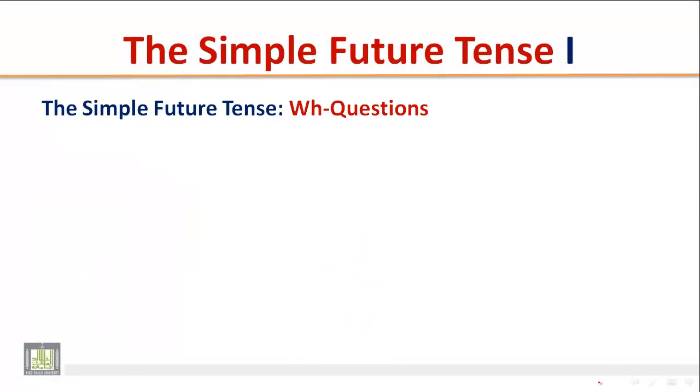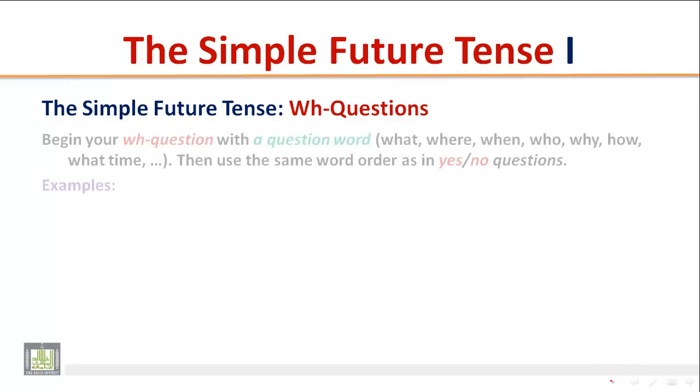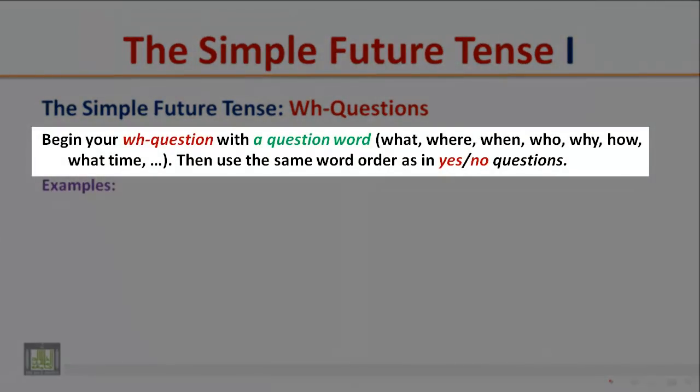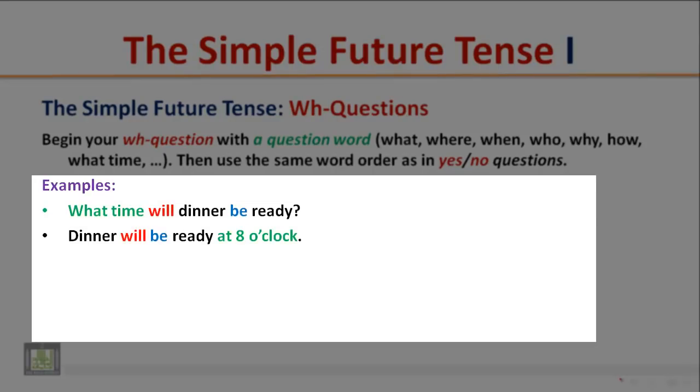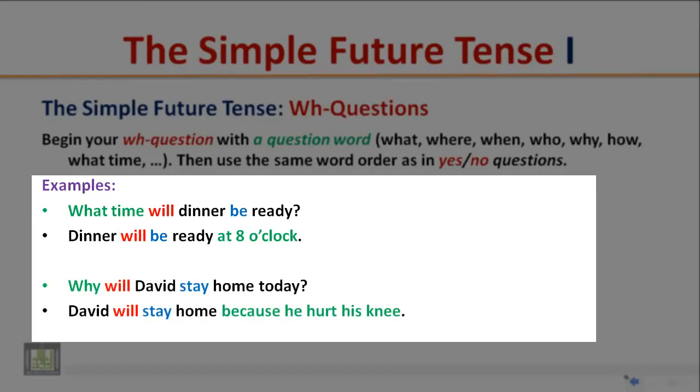The simple future tense: WH questions. Begin your WH question with a question word, such as what, where, when, who, why, how, or what time. Then use the same word order as in yes-no questions. Examples. What time will dinner be ready? Dinner will be ready at 8 o'clock. Why will David stay home today? David will stay home because he hurt his knee.